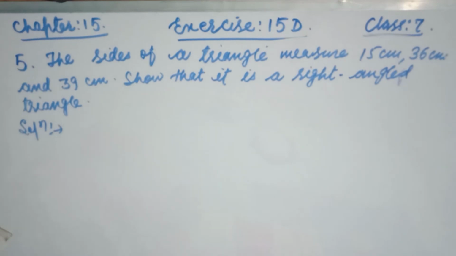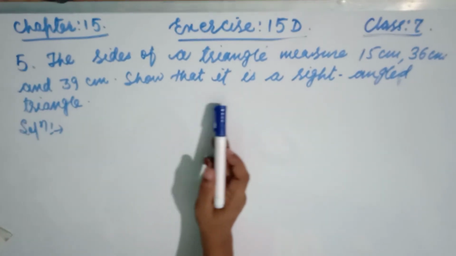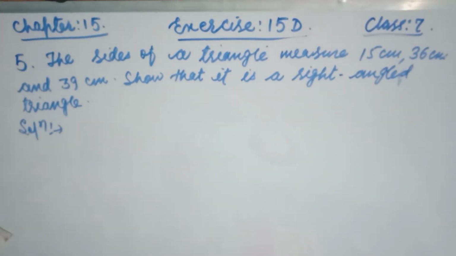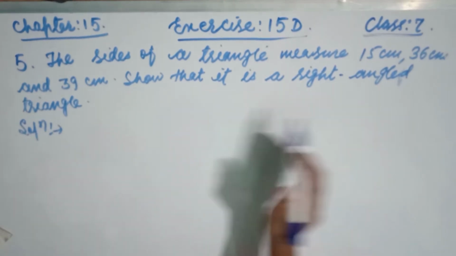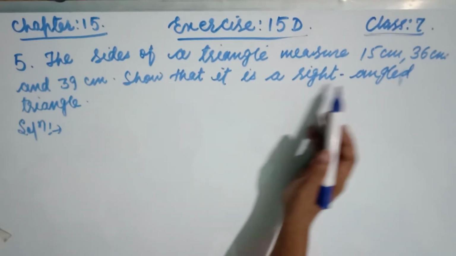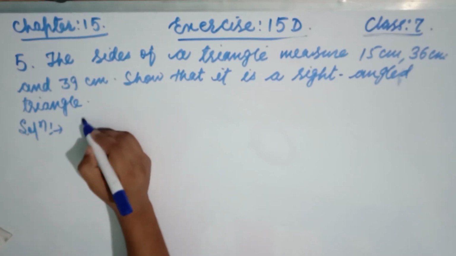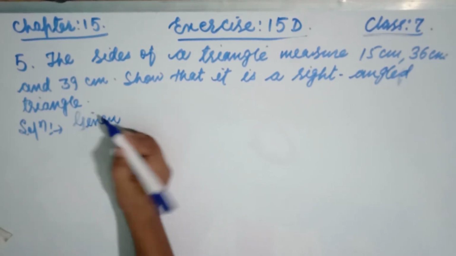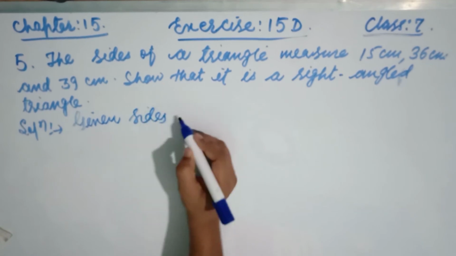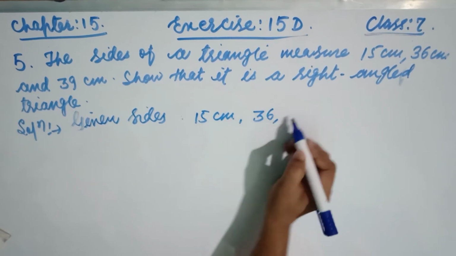Now see friends, question number 5 says the sides of a triangle measure 15 centimeter, 36 centimeter and 39 centimeter, show that it is a right angled triangle. Now friends, a triangle has 3 sides, but the three sides are given, and we have to show that these given sides are in a right angle triangle. So how can we check, friend? Very simple. First, write down the given sides: 15 centimeter, 36 centimeter and 39 centimeter.